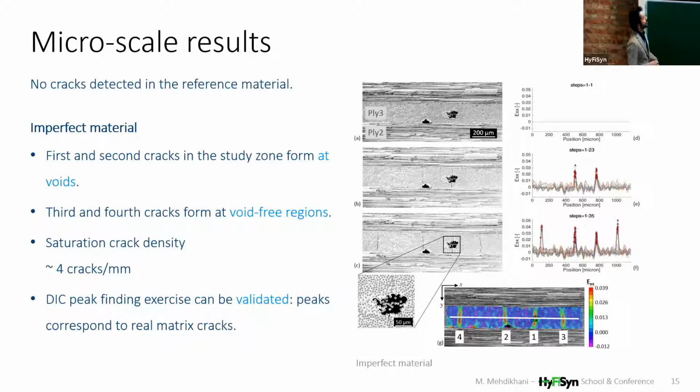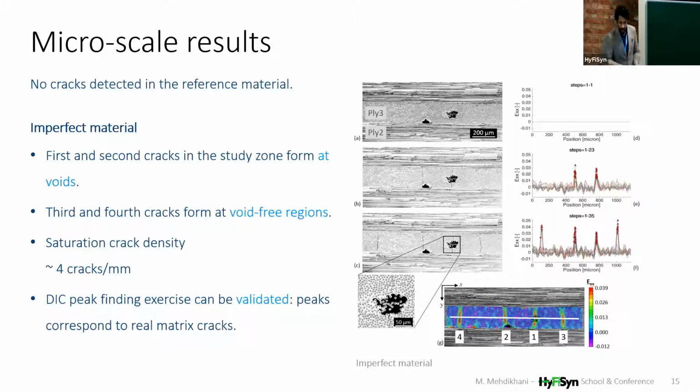the first cracks in this region of interest at least. And then gradually by applying higher levels of load, we see that two other cracks appear at regions without voids. And then here, applying DIC shows this strain localization, which somehow validates the fact that these features correspond to the matrix cracks, as we can also see them visually.